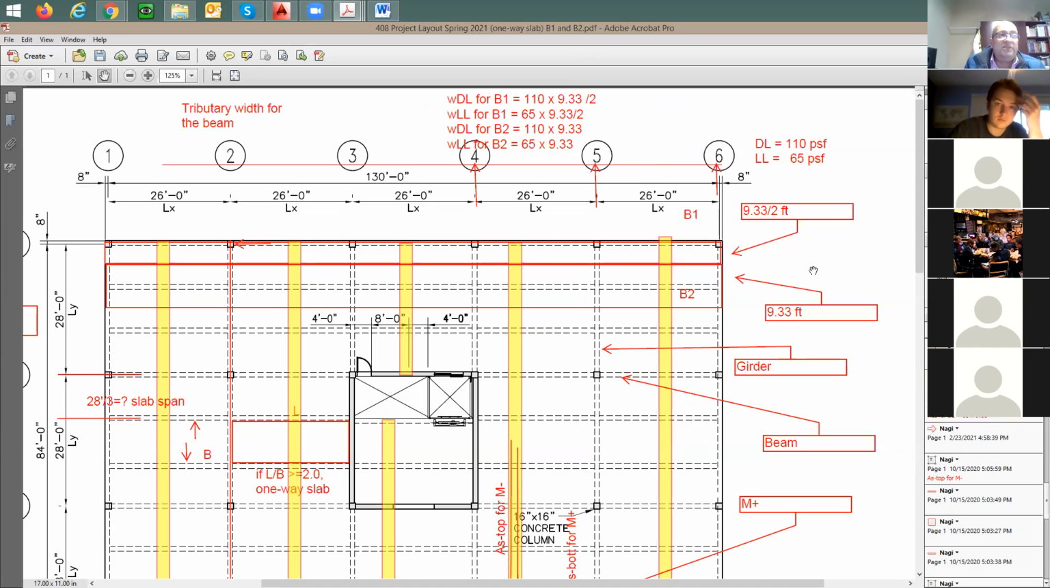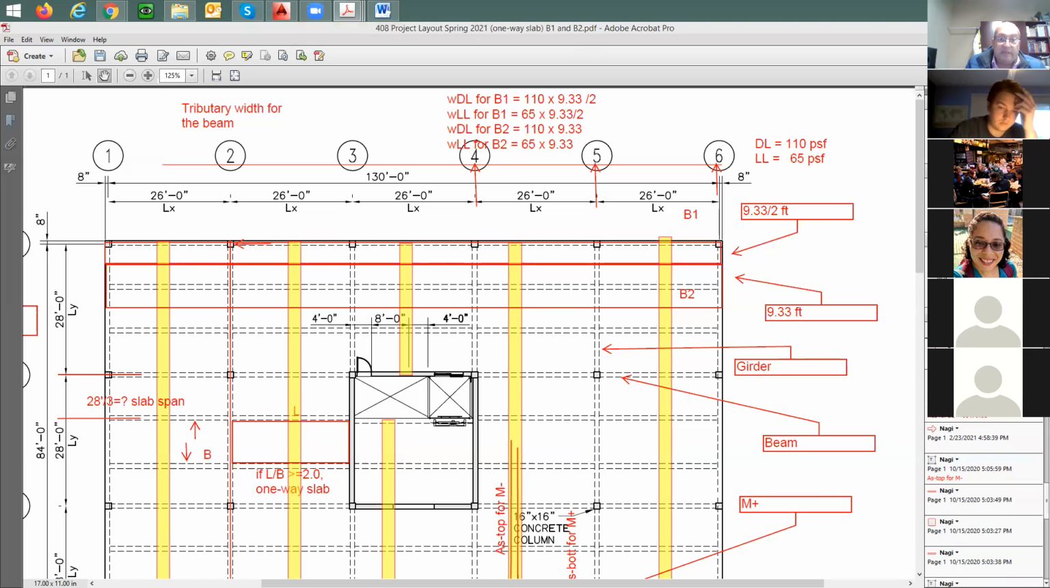Yes? Now you understand the story of this tributary width? Yes or no? Yes. Okay, great. Is this the only dead load? Am I missing anything? I'm going to say yes, you're missing the self weight of the beam itself. So I said, well, I need to consider this. I cannot just ignore it.